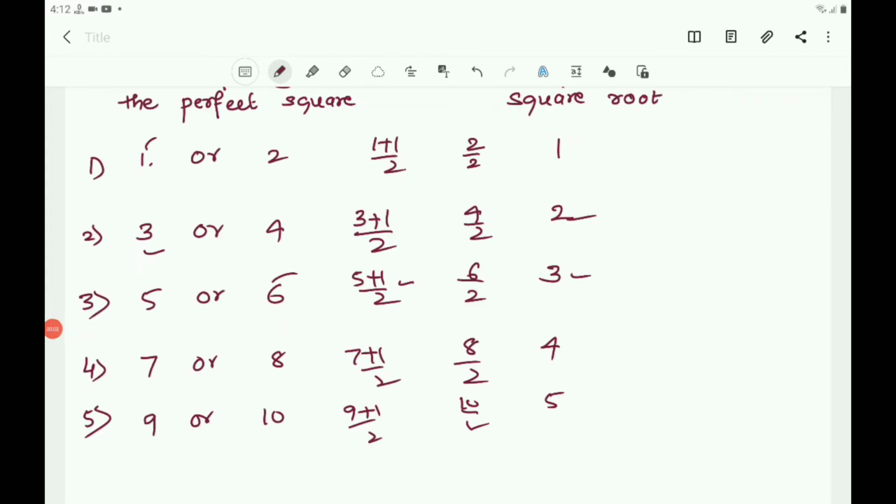Therefore, we can say that if a perfect square is of n digits, then its square root will have n by 2 digits if n is even, or (n plus 1) by 2 digits if n is odd. See here, 2 is even, 2 by 2 equals 1, you got. 1 is odd, so you got (1 plus 1) by 2. 3 is odd, (3 plus 1) by 2. 4 is even, 4 by 2. And 5 is odd, (5 plus 1) by 2. 6 is even, 6 by 2.